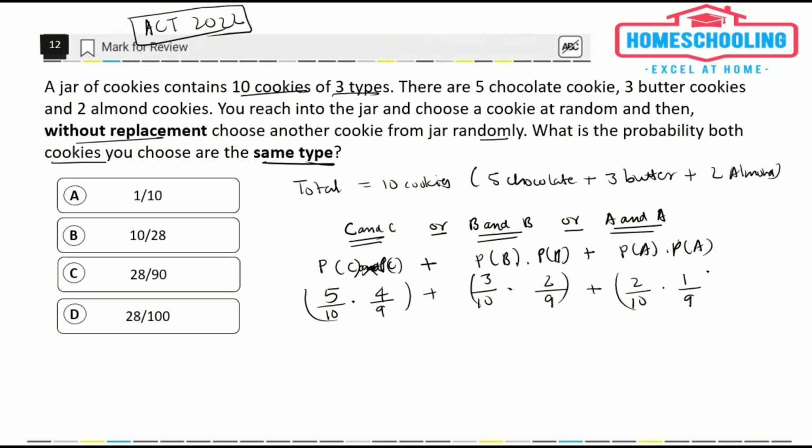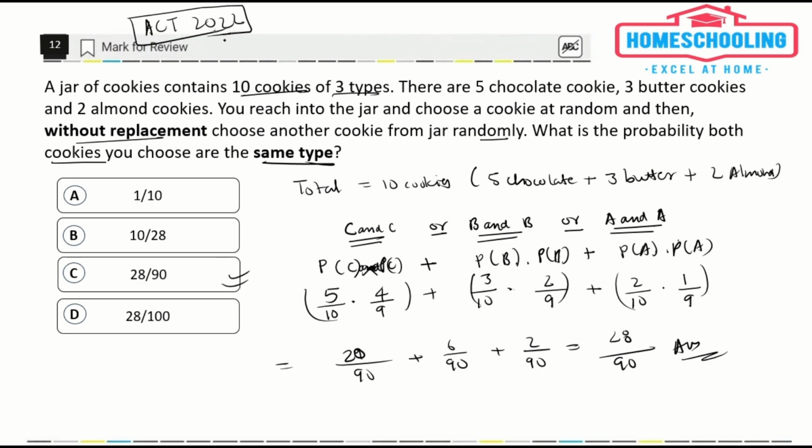So we will solve it. 9/90 plus 6/90 plus 2/90. So this is going to be 5 into 4, sorry, 26. So 26 plus 2, 28 divided by 90. So this is going to be the answer. Option C is the correct answer.